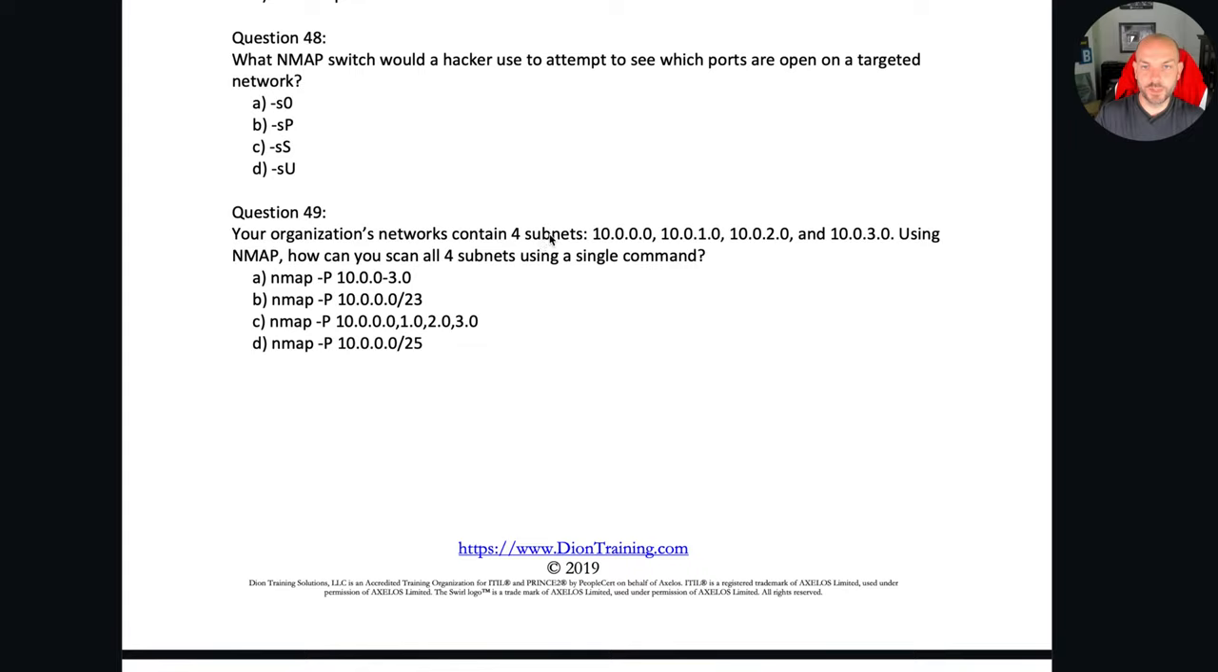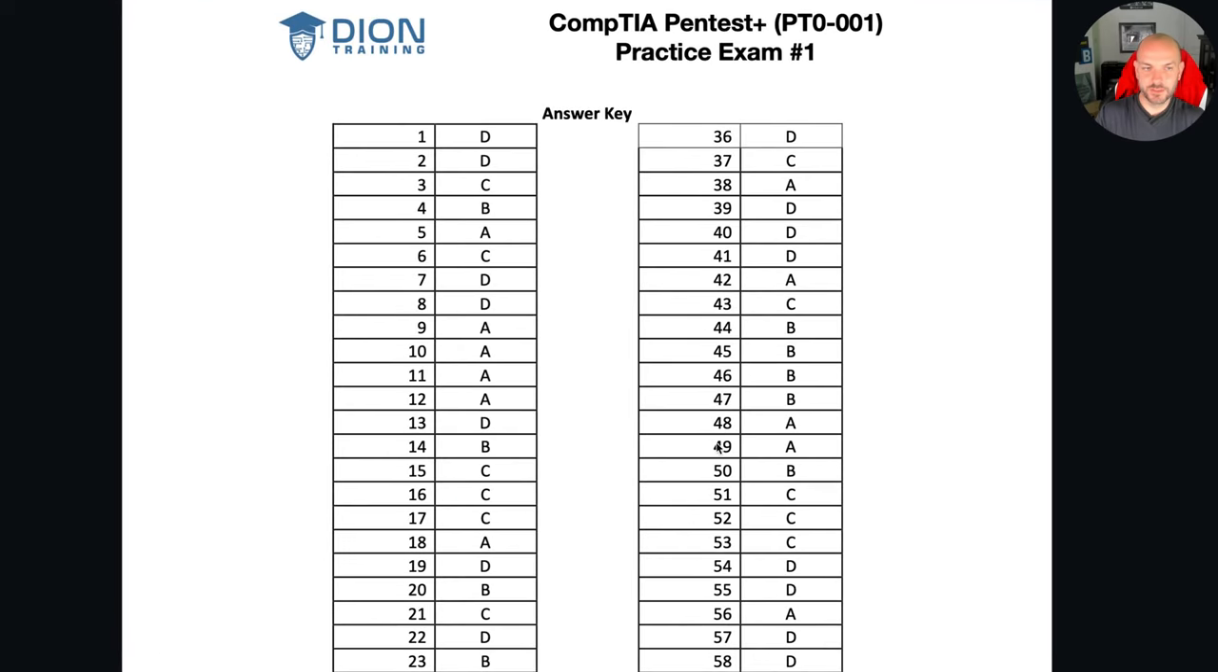Your organization's network contains four subnets: 10.0.0.0, 10.0.1.0, 10.0.2.0, 10.0.3.0. Using nmap, how can you scan all four subnets with a single command? All right, so that's all the same here. So really all we have an option of looking at is what these IP ranges are. Well, that one would be more than just four subnets. So let's not go with that. That would be less than the four subnets. This kind of just looks like a cluster to me, so I don't even know. I think this one where you have a range within that particular octet. So let's go 49A. Yep, 49A.